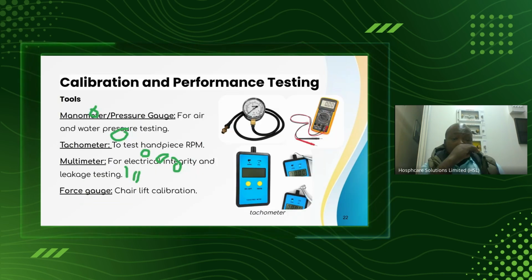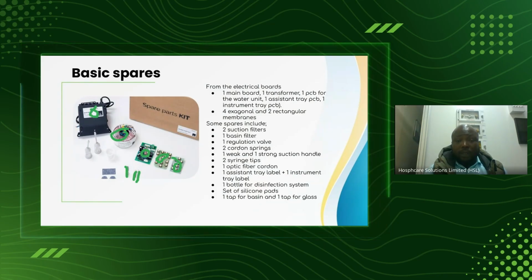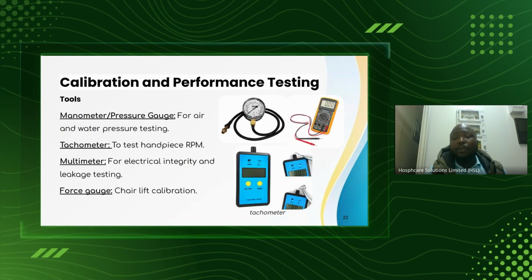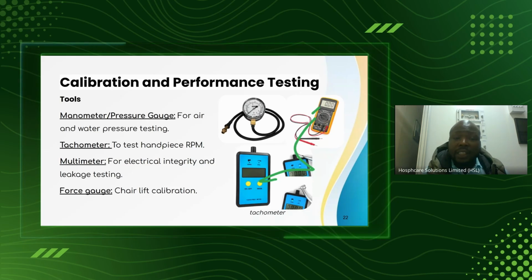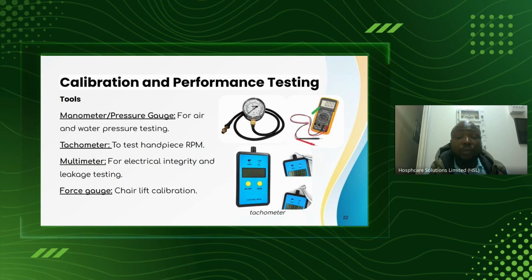every time. So what do you need in terms of calibration? You need a pressure gauge. This one will enable you to know the input pressures. This pressure gauge can test the pressure from the compressor point and also at the unit point, whether there is somewhere leaking or a blockage somewhere. So you need this item with you always. You need a tachometer to test the revolutions per minute of the handpiece.